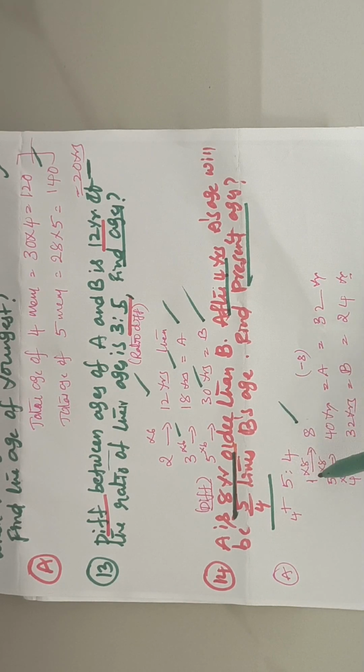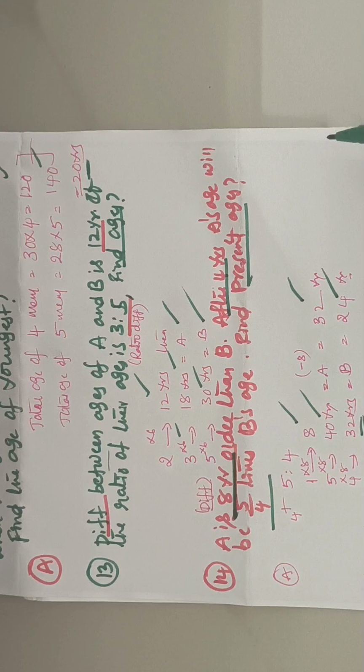The difference between ratio is 1. So difference between A and B is 8. So one part is 8 years. 5 parts is equals to 40. 4 parts is equals to 32. So age is equals to 40. That is after 4 years it is 40. So we have to bring before 4 years. So 40 minus 8 is equals to 32. 32 minus 8 is equals to 24.